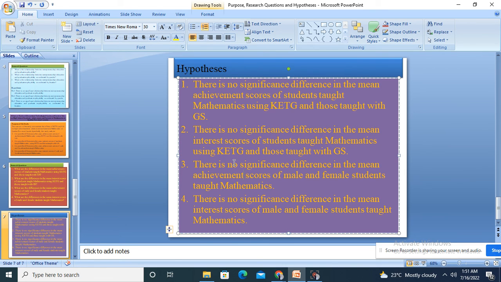Now you have to design instrument. The instrument you have to design for this type of study, you have to design your achievement test and your interest inventory. When we get to instrument in chapter 3, I will be explaining in detail how to design instrument for this type of study.